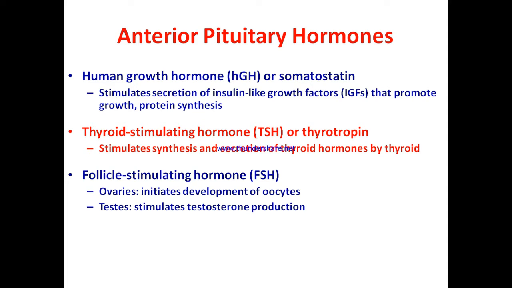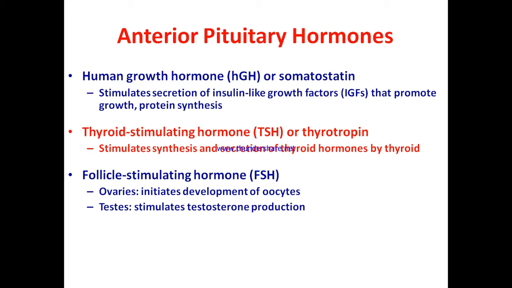Human growth hormone, as the name implies, supports the growth of an individual and is also called somatostatin. It stimulates secretion of insulin-like growth factors that promote growth and protein synthesis. You know that for the growth of the human body, more cells need to be made, and for this, protein is important. Most metabolic reactions are catalyzed by enzymes, and enzymes are proteins. As a result, growth hormone induces secretion of insulin-like growth factors (IGFs), which promote growth and protein synthesis.